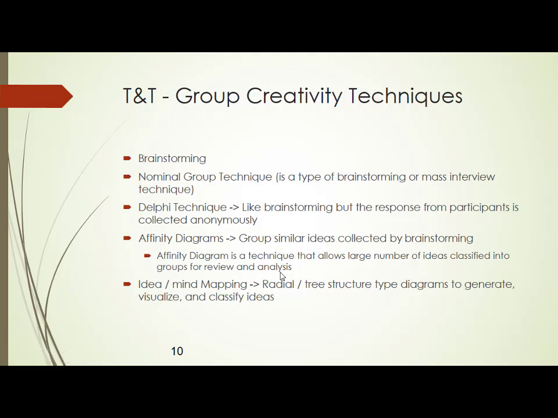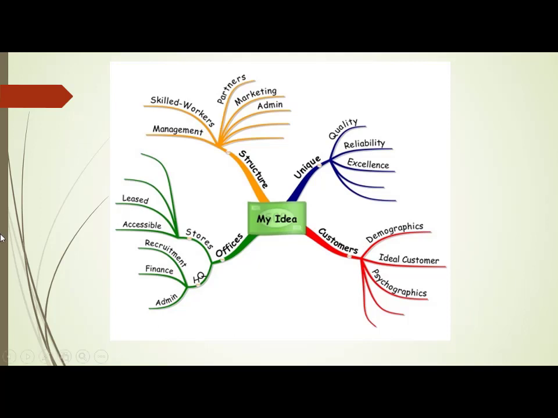So this also is one of the main tools and techniques used for collecting the requirements from your stakeholders. There is something called a mind map. See, here also you are just getting ideas randomly. For example, this is your project. My idea is a project. Now you are getting so many ideas: skilled workers, management, partners.